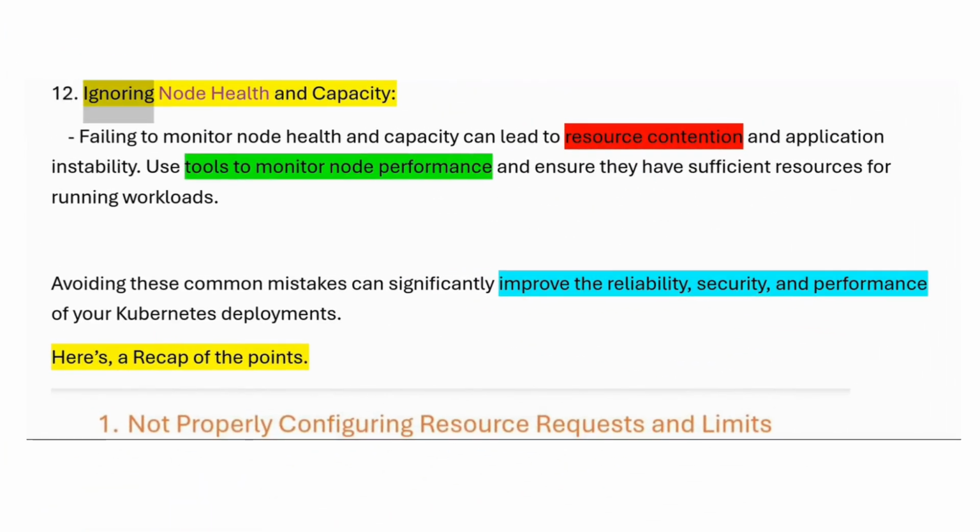12. Ignoring node health and capacity. Failing to monitor node health and capacity can lead to resource contention and application instability. Use tools to monitor node performance and ensure they have sufficient resources for running workloads.